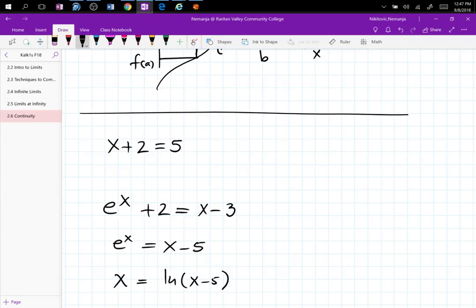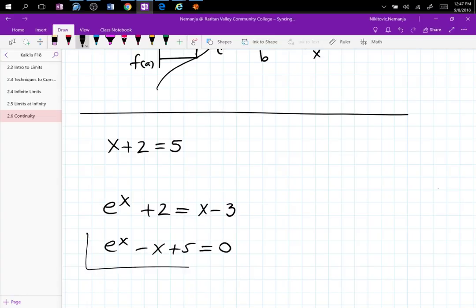The only way you can do it is you graph the function on the left, you graph the function on the right. If they intersect, that's your answer. Or, if you move everything to the same side, equal to zero, graph this somehow, and we're going to learn in chapter 4 how to graph this, and then see if it cuts the x-axis to find the value.